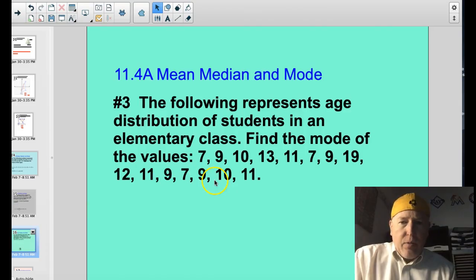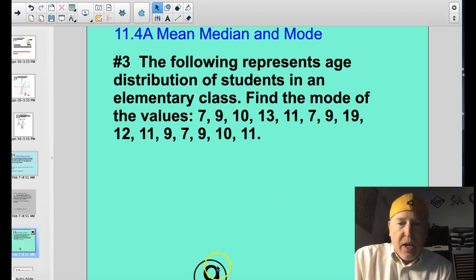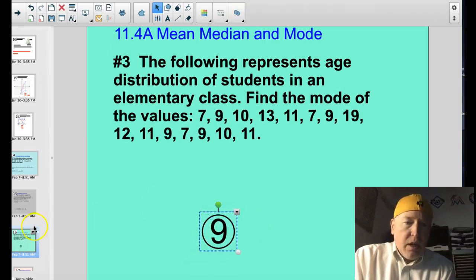11.4a, number 3. The following represent the age distribution of students in an elementary class. Find the mode of these values. Just take a look through there and you will find that 9 is the mode. Got several of those. Next one.